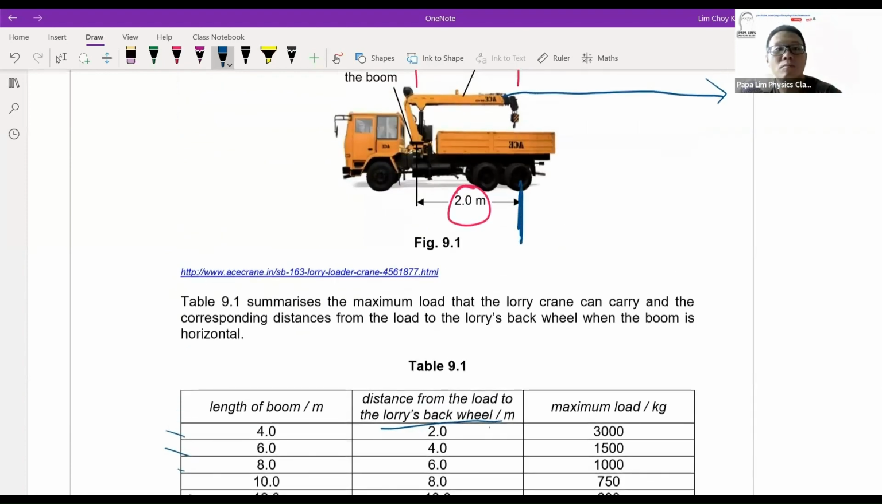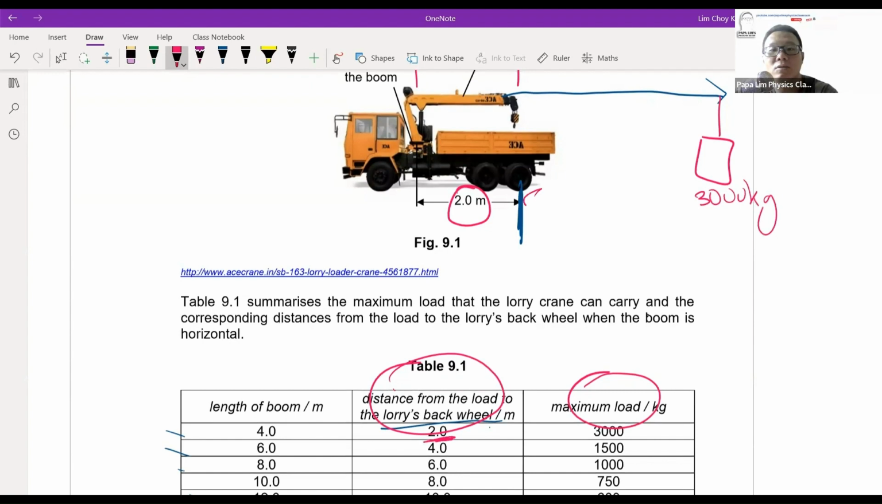So when I extend the boom, let's say for example the load is here. With the amount of load given, the question's table 9.1 also gives you the distance of the load from the back wheel of the lorry. So for example, if I'm carrying a 3,000 kg load, the distance from the load to the back of the wheel will be 2 meters. So this length is actually 2 meters. This is what we mean by the information given on the table itself. Students will need to take note of the table and what the information portrays in the picture of the boom itself.